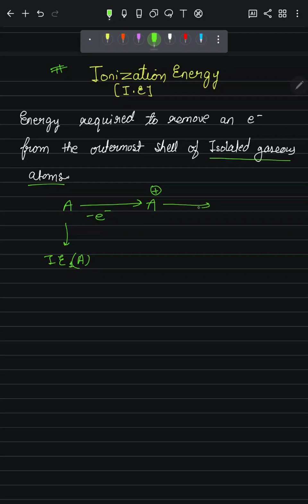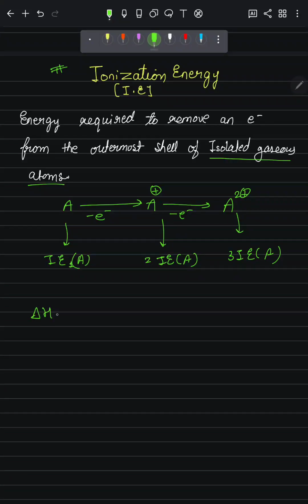And if one more electron is removed from this positive charge, it will become 2 plus, and this is called the ionization energy of A plus, or simply the second ionization energy of A. And this is called the third ionization energy of A if an electron is removed from this.